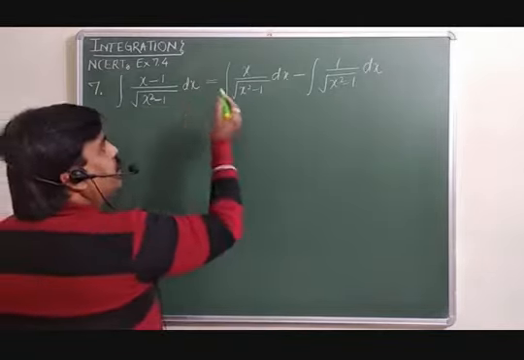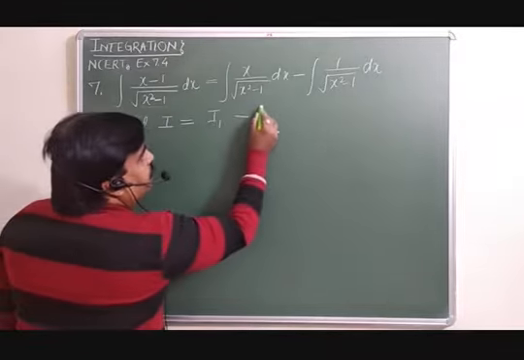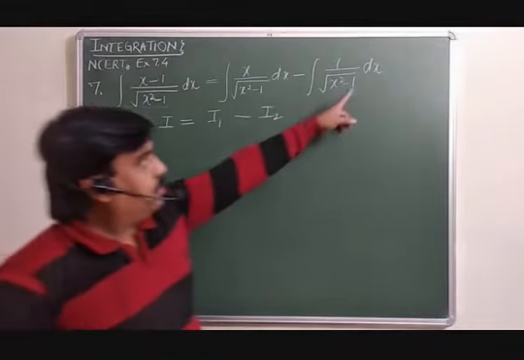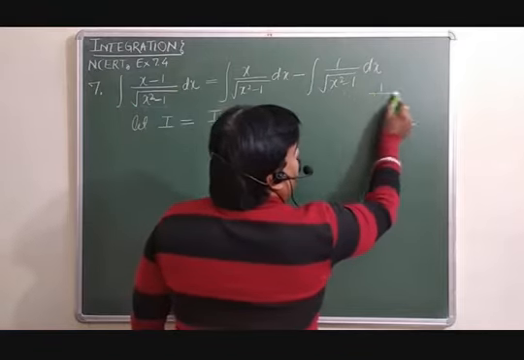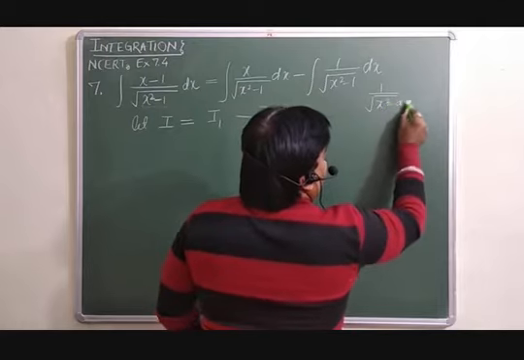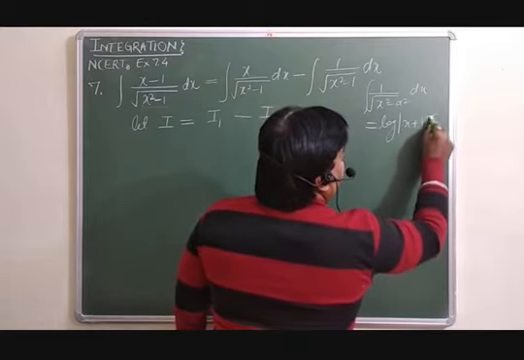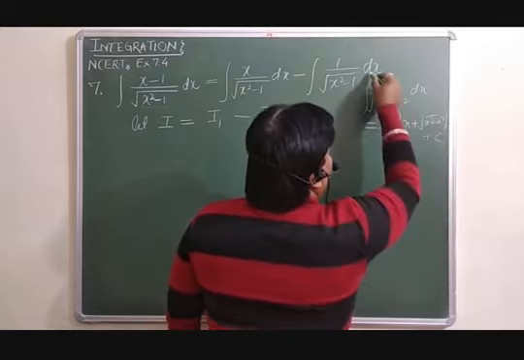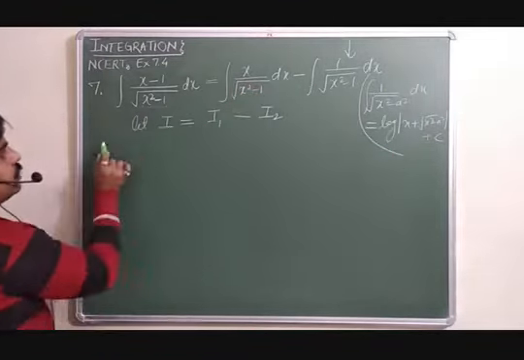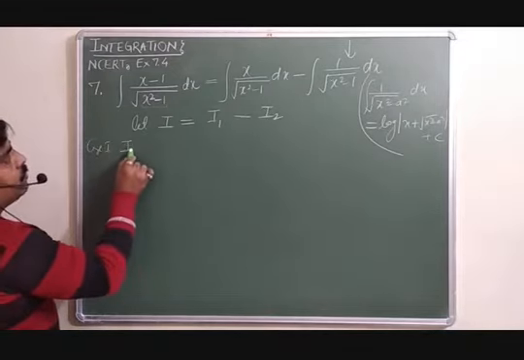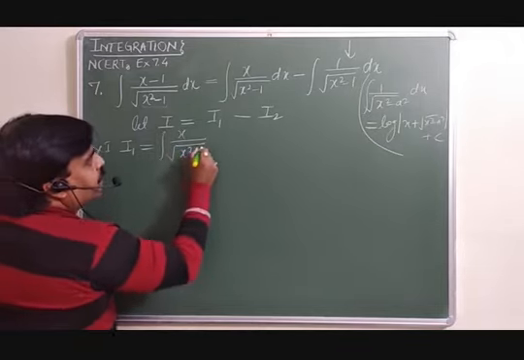And now for our own convenience, you can assume this is your I1 and this is your I2. Separate them, because you know that the antiderivative of this one can be written directly using 1 over under root x square minus a square dx, which is equal to log of x plus under root x square minus a square plus c. So here you can directly apply it for this one, but for the other you are supposed to do something. Now what we will do? First I am taking this one: I1 is equal to x over under root x square minus 1 dx.